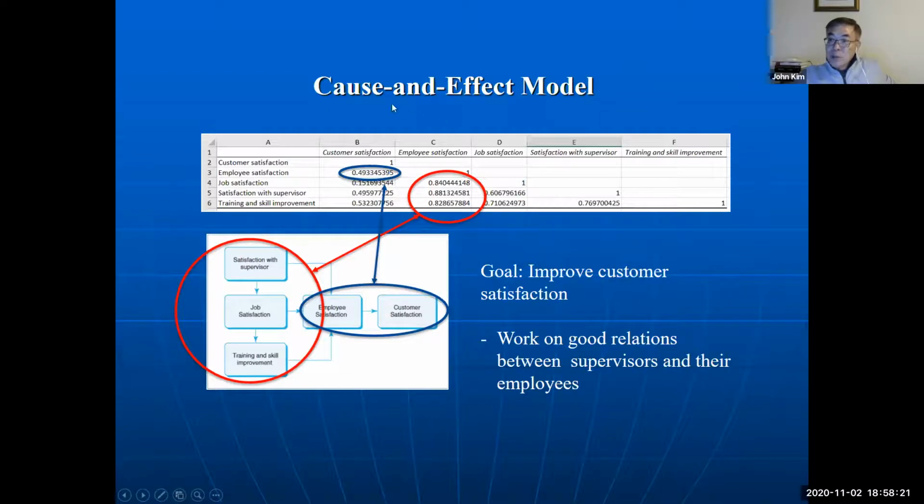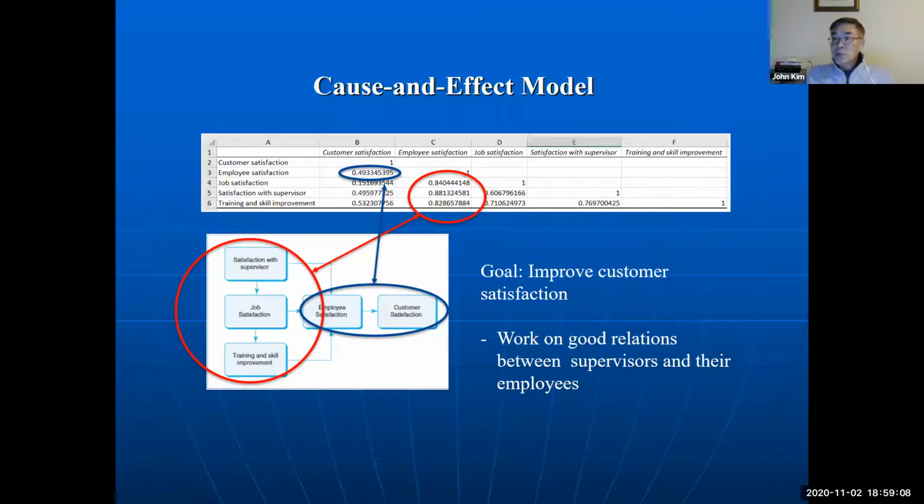So using this correlation analysis and cause and effect modeling, from this insight we can get something like a recommendation or suggestion. Improve customer satisfaction, the goal. Then improve satisfaction with the supervisor, improve job satisfaction, improve training, and then employee satisfaction, improve, and then not much, but positive relationship between this one and this one, like this.